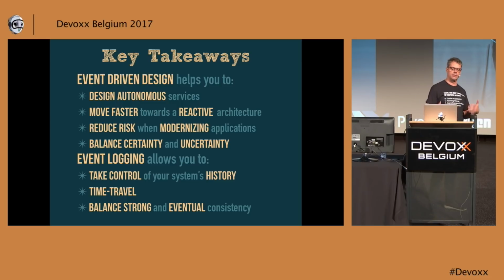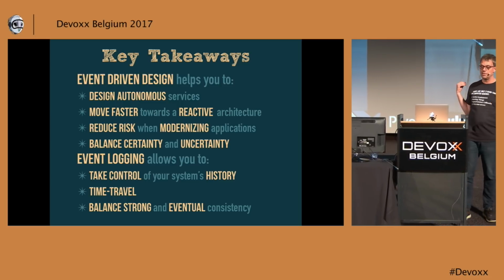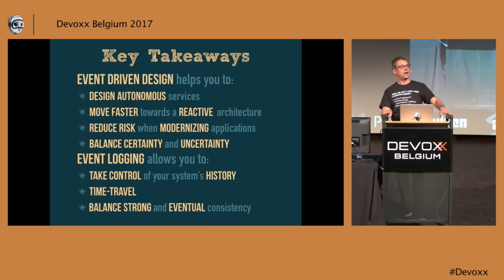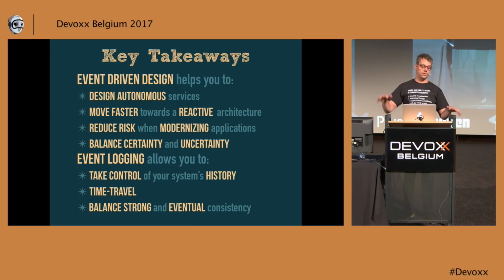The key takeaways: I really think that event-driven design helps us build fully autonomous services and move faster to a reactive architecture, to take advantage of the promise of cloud computing and distributed systems in general. It helps us reduce risk, moving to multiple teams and microservices, by helping balance certainty and uncertainty.